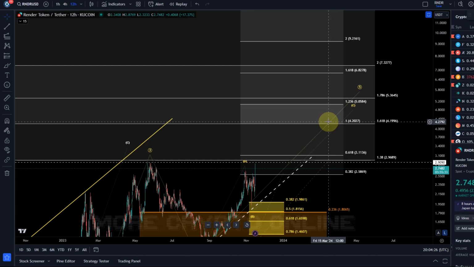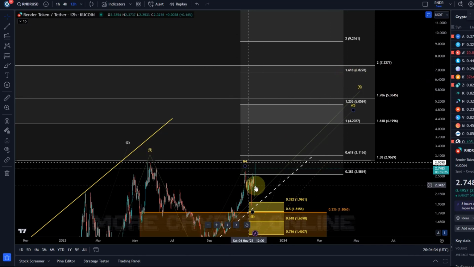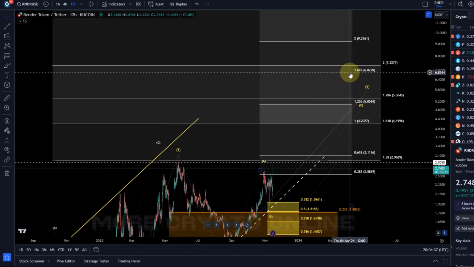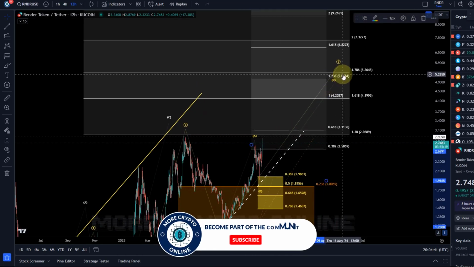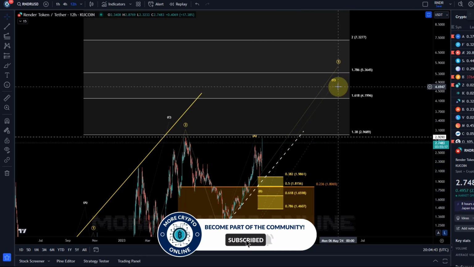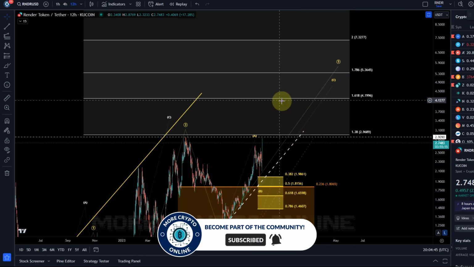The level afterwards, which we need to watch, is $5.36. It's the 1.786 extension. And then the 1.618 extension of the A wave takes us to $6.82. If we get above that, then we need to reevaluate where we are, but that is already quite a decent move anyway. First of all, we should focus on the $4.20.